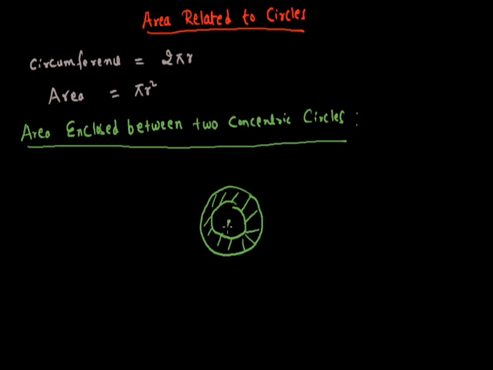The first circle, the bigger circle, has radius r1 and the smaller circle has radius r2. So the area is equal to pi r1 square minus pi r2 square. By taking pi common, the area will be pi (r1 square minus r2 square). Now this is the area of this region.